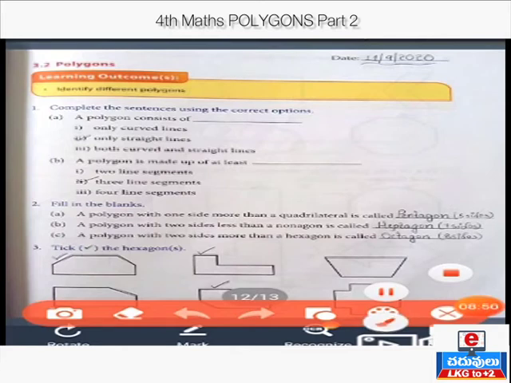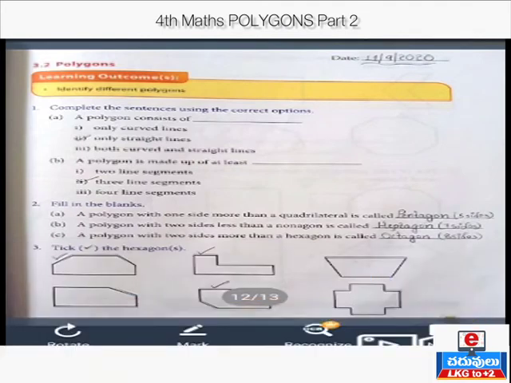Coming to the last diagram, how many sides will be there? You count it. Each side, you count the number. 1, 2, 3, 4, 5. Okay, you count the numbers. It is 6-sided there, you can tick it.